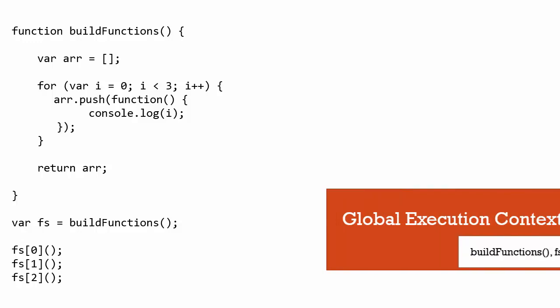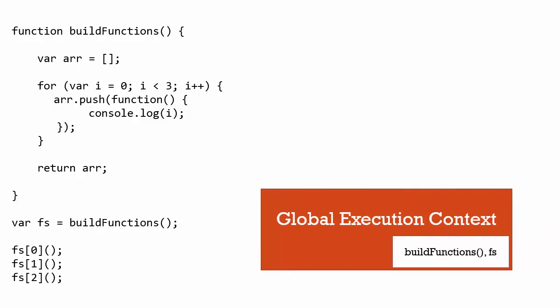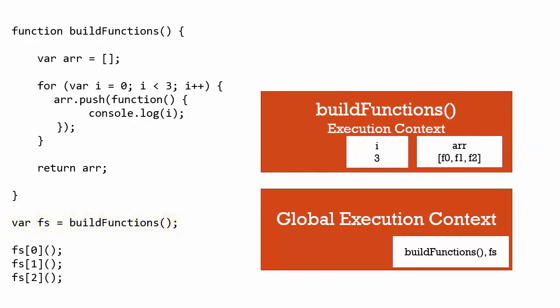Well, the global execution context is always there at the bottom, and it contains buildFunctions and this variable we just called fs. And so we hit this line where it executes buildFunctions. So when buildFunctions executes or is invoked, we get an execution context, and it has two variables, i, which is created on this for loop, and arr, which we declared at the beginning of the function.